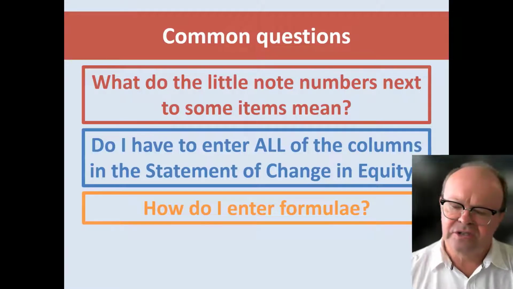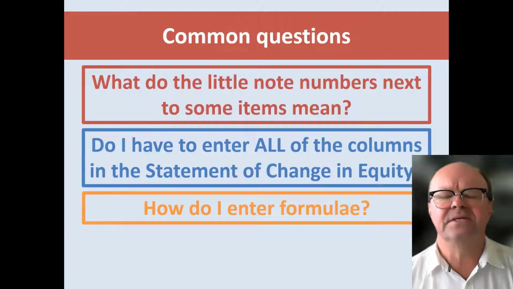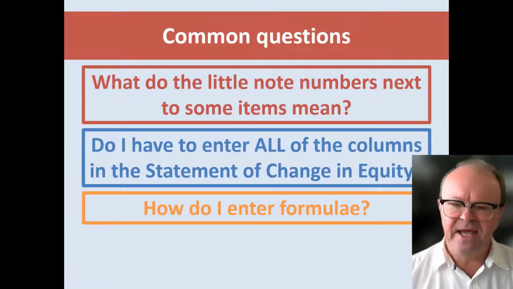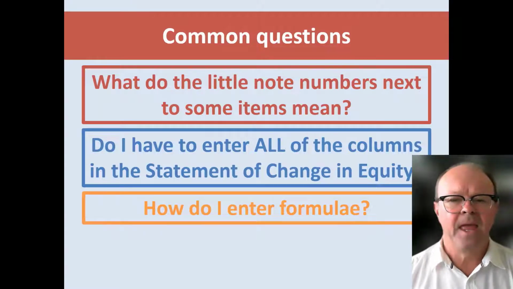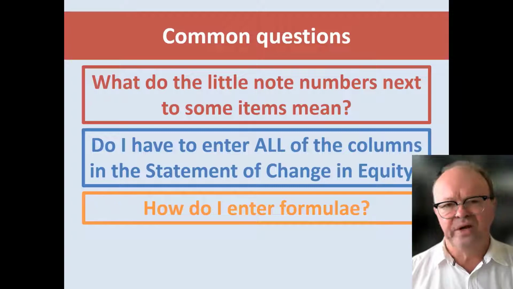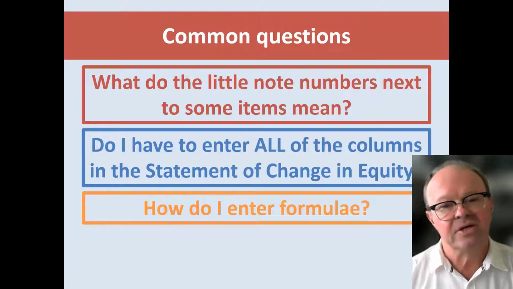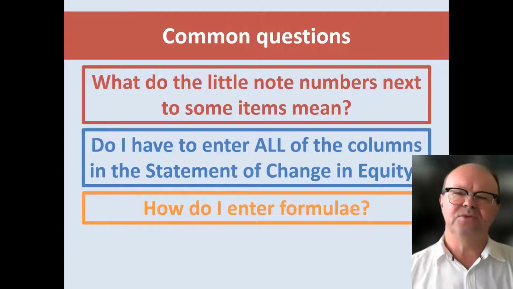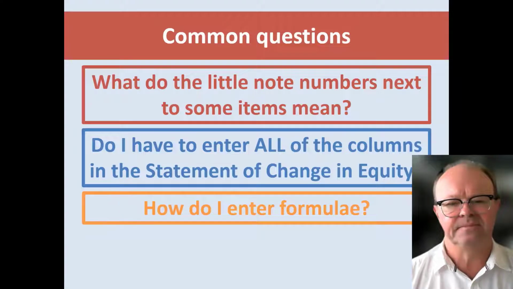So those little footnotes, if you want more information on a specific item that's in the balance sheet or income statement or any of the financial statements, if it has a footnote, you can go back to that footnote and read it. We don't just read through the footnotes all in one go. We just look at them if we want further information on specific items. So that's what those little note numbers next to some items mean.